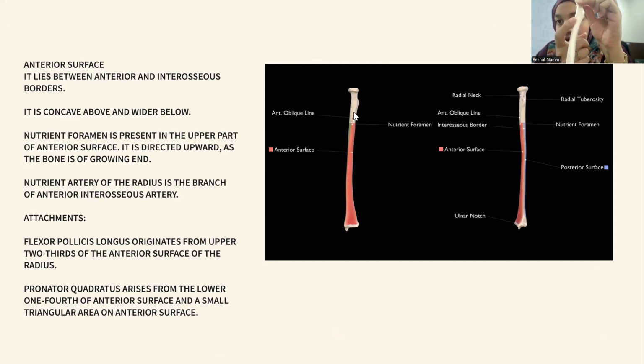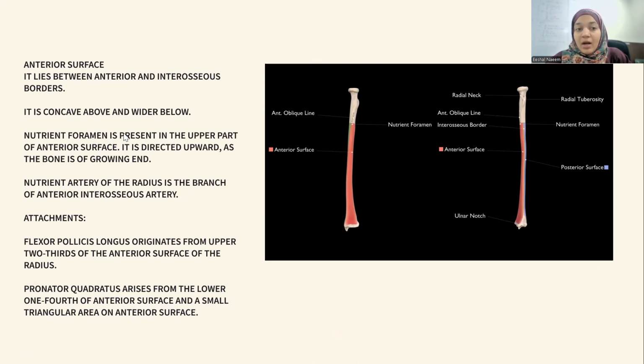So it's present on the upper surface of the anterior surface of the radius. Everything that's shaded red is your anterior surface. It lies between the anterior and interosseous borders. It is concave above and wider below. Now there's a nutrient foramen present. The important part of the nutrient foramen is that it's directed upwards.